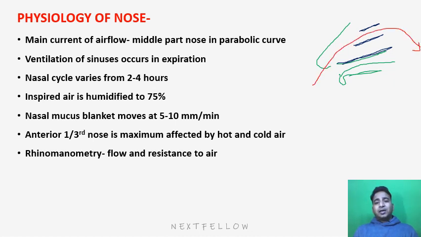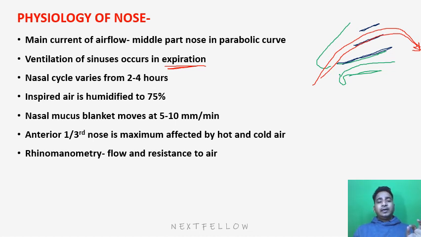So look at this diagram. The air mainly flows at the level of the middle turbinate, not at the level of the inferior turbinate. So it is in a parabolic curve and mainly at the level of the middle turbinate. Then ventilation of the sinuses occurs in expiration, not in inspiration, which has been asked previously. So sinuses get ventilated when we expire the air.